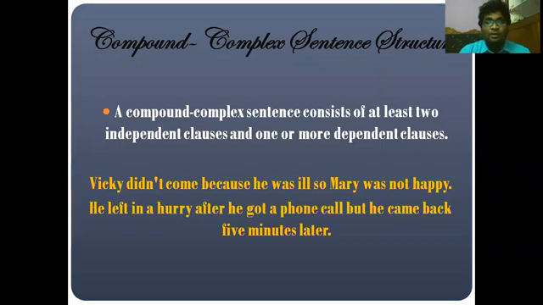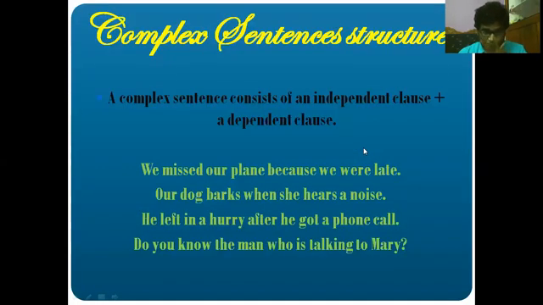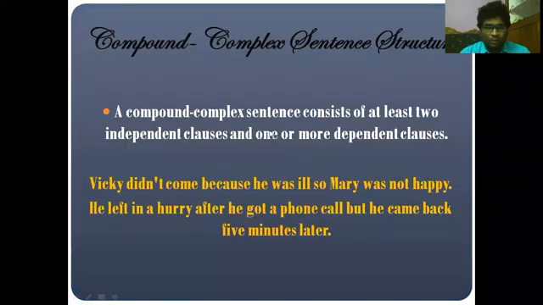And the last one is the compound-complex sentence structure. Let's see what it is all about. It consists of two independent clauses and one or more dependent clauses. In a complex sentence we have only one independent clause and one dependent clause, but here we have at least two independent clauses, and depending on the sentence, one or more dependent clauses can be seen.